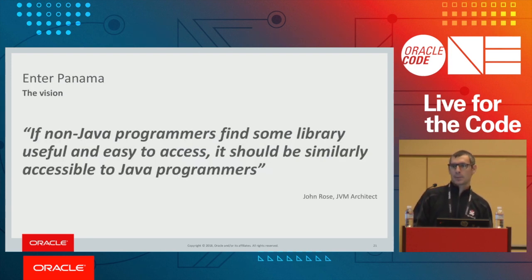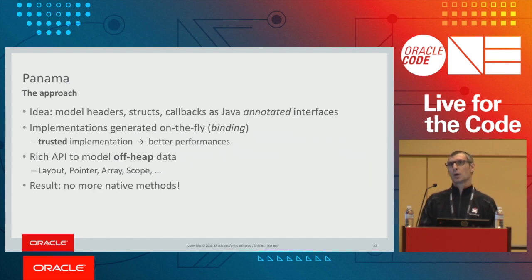So the vision of Panama is to allow Java developers to easily access native libraries, no matter which language they are implemented in. So C, C++, assembly, Fortran, you name it. And to do that, we don't want to use native methods. We want to use something else. So the idea of Panama is to use interfaces with annotations. So metadata, and this metadata will capture some of the information that was available in the native code, and it will be passed to a runtime component called the Panama binder that will be able to generate on the fly an implementation for these interfaces. And we'll see in a minute what that means.